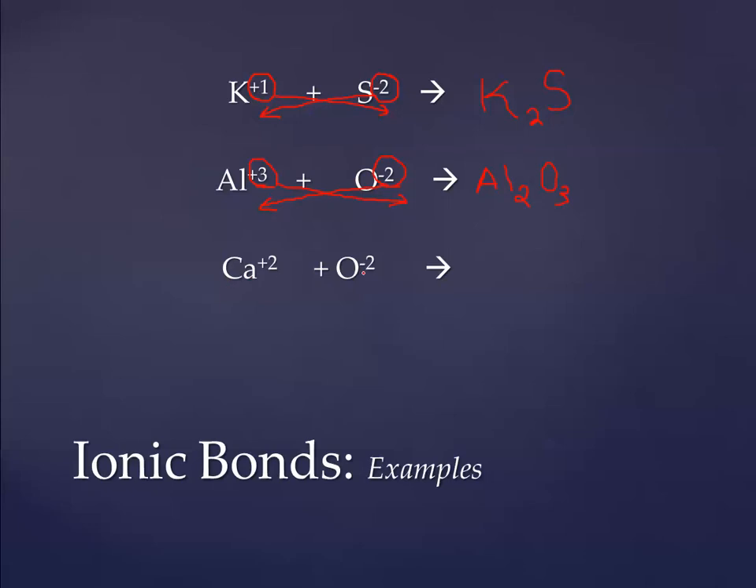In the case of calcium and oxygen, we have 2 and 2. But we don't need to write Ca2O2. We don't need to write that, because the 2's cancel each other out. So for every 1 calcium, you just need 1 oxygen because they cancel each other so nicely. So we just need to write CaO. So this is calcium oxide.